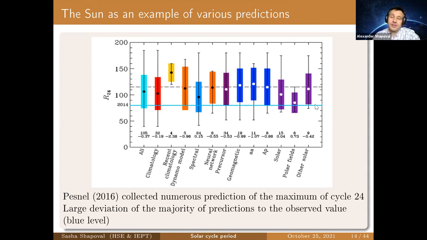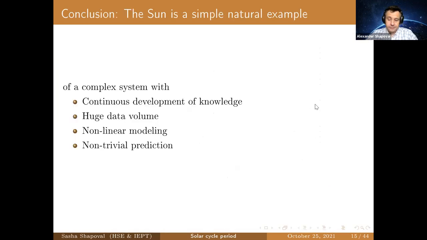So we can conclude that even though scientists know a lot about the sun and are really successful in understanding the solar dynamo mechanism, we have a lot of work. So we should not avoid working with the solar data because everything is known. No, not everything. Our predictions can be significantly improved. To conclude this part, I would say that the sun is a simple natural example of a complex system with continuous development of knowledge, huge data volume, non-linear modeling, and non-trivial prediction.